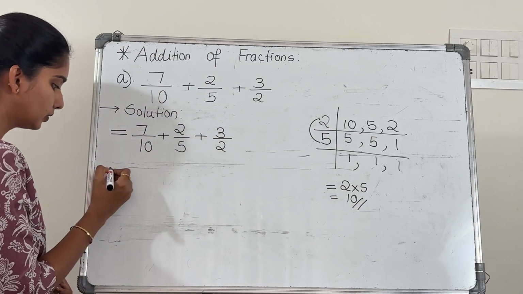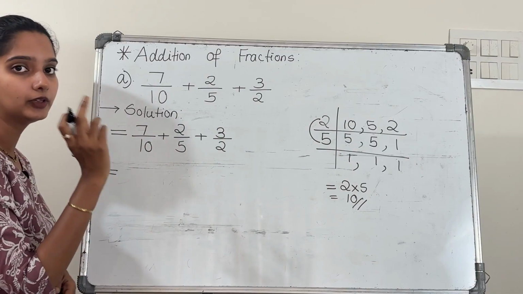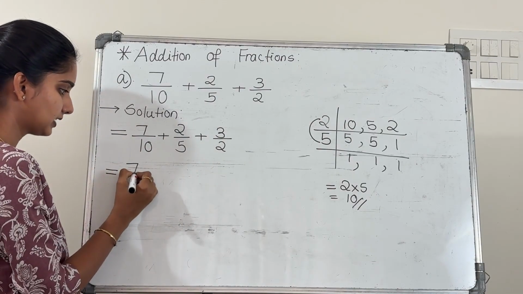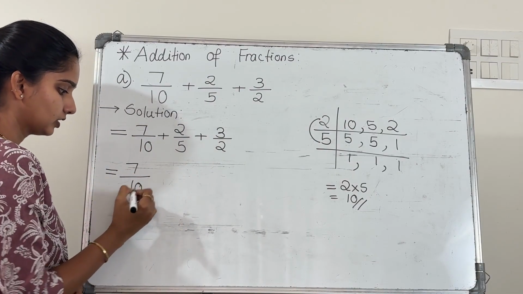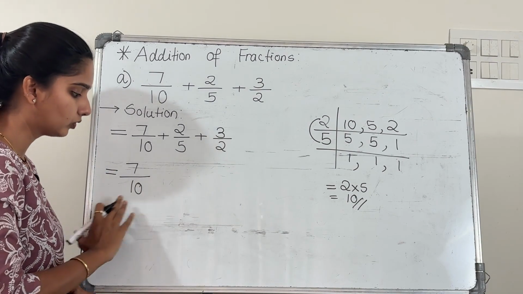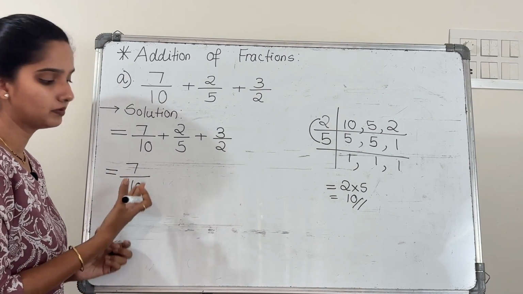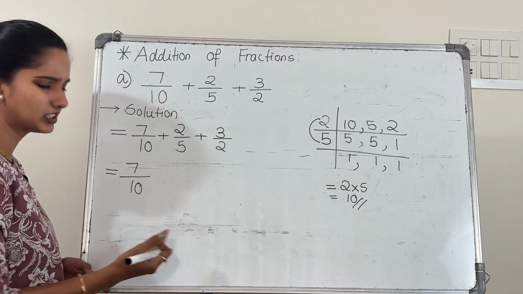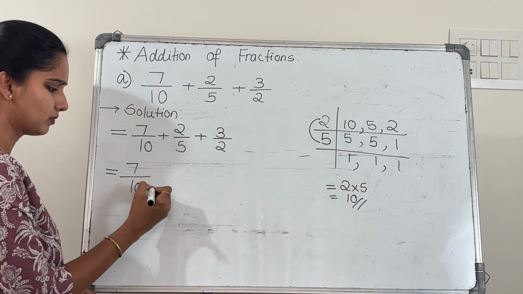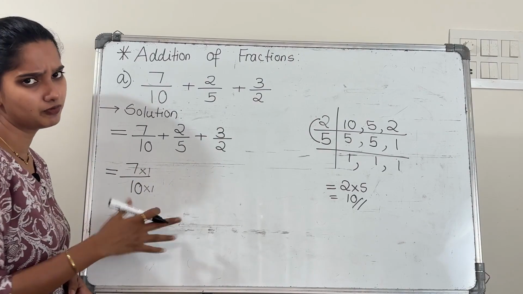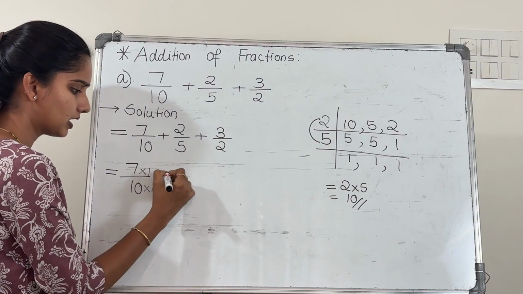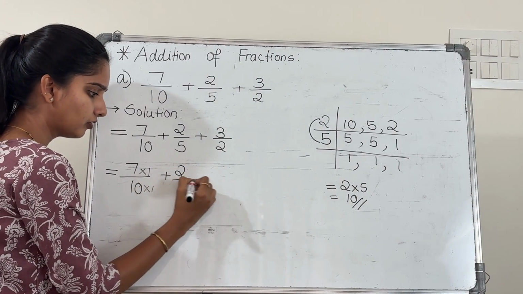First we'll deal with one fraction at a time. So it is 7 upon 10. My denominator is already 10, so I don't have to do any multiplication to make it 10. For simplicity, if you want, you can write 10 1s are 10. This is not necessary. Next is plus, and then 2 upon 5.